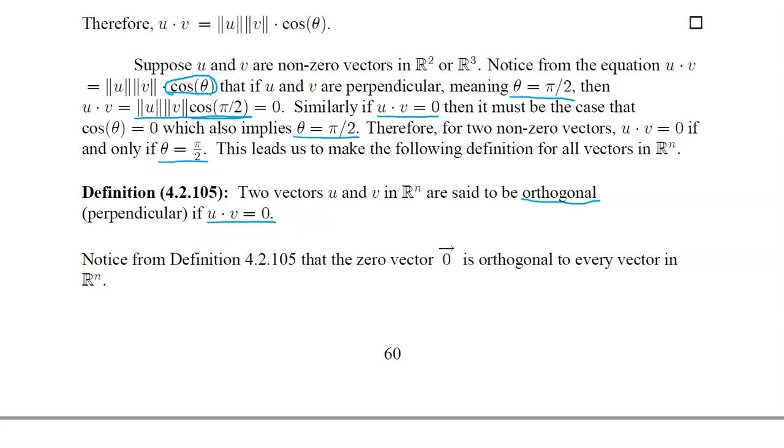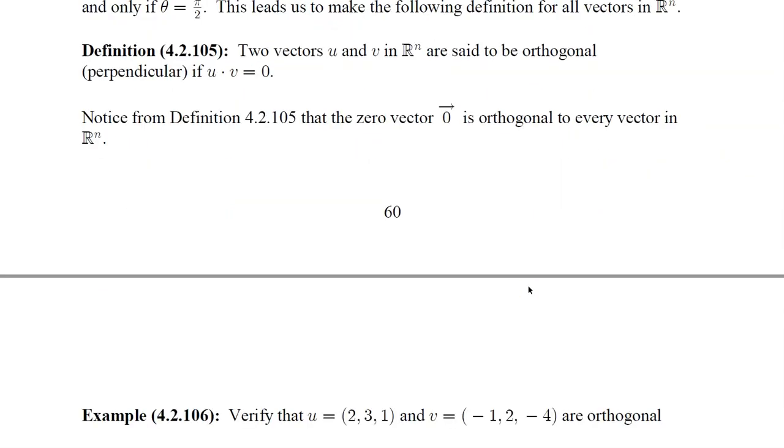Let's take a look at this example. Oh, and also notice one other thing here before we look at this example. From this definition, technically the 0 vector, if for example v is 0, you're always going to have u dot 0 is 0 for any vector u. So the 0 vector is technically orthogonal to every vector in Rn. That's a result of this definition here.